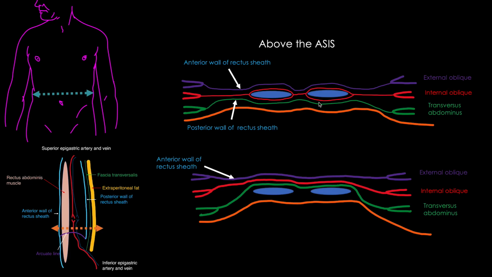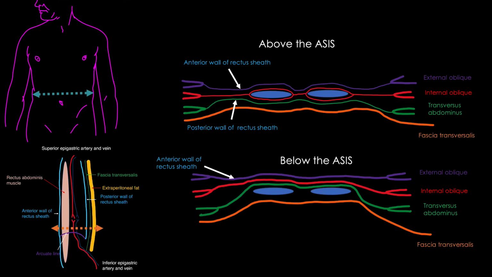So if we look at a transverse section above my anterior superior iliac spine, we can see the anterior rectus sheath, as well as a posterior rectus sheath. But below the anterior superior iliac spine, the situation is different, and there is no posterior rectus sheath.